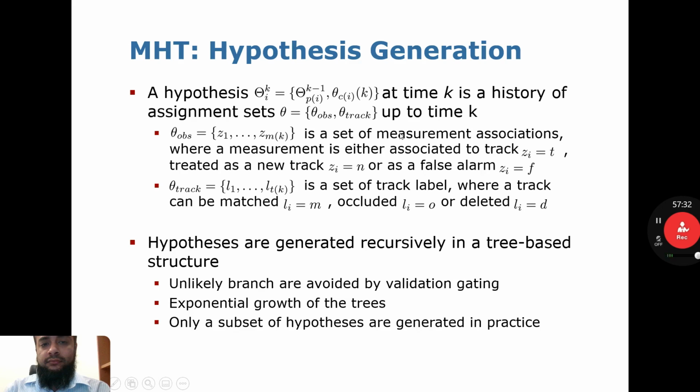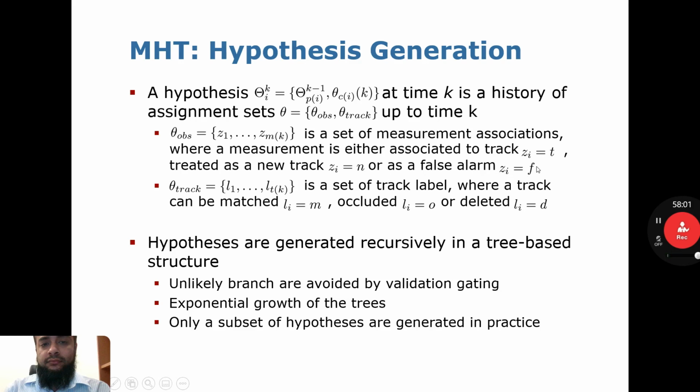It is a set of measurement associations where a measurement is either associated to a track. Zi may be a valid track, may satisfy the validation gate equation, and so may be assigned to track t, or it can be created as a new track, zi equals n, where n shows the new track, or a false alarm, zi may be false.